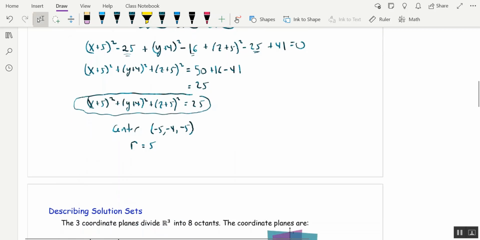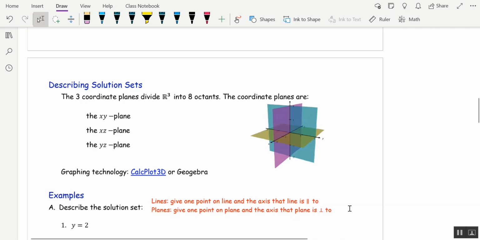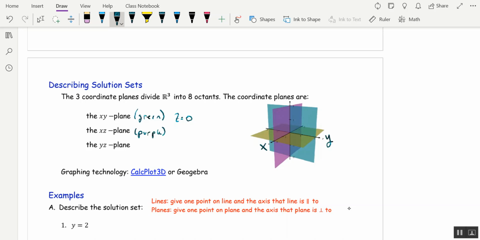All right, so now let's talk about lines and planes in R3. There are three coordinate planes in R3. The xy plane, which is the plane you see there in green, has equation z equals 0. X and y are free, but z has to be 0 when you're in the xy plane. The xz plane, which you can see there in purple, because this is x this way, this is y this way, and z's going up, has equation y equals 0. That describes the xz plane. And finally, the yz plane, which is in teal, has equation x equals 0.